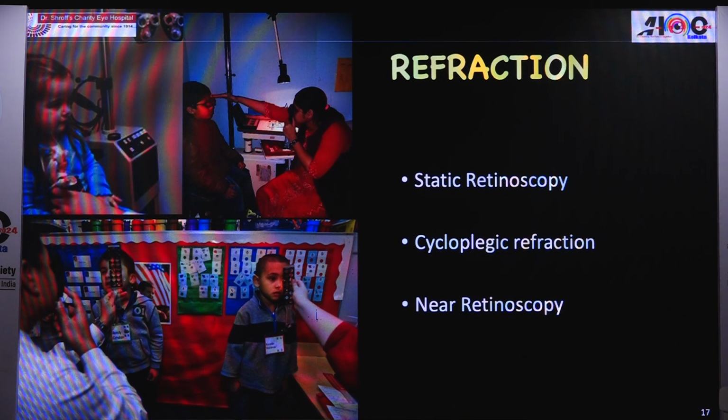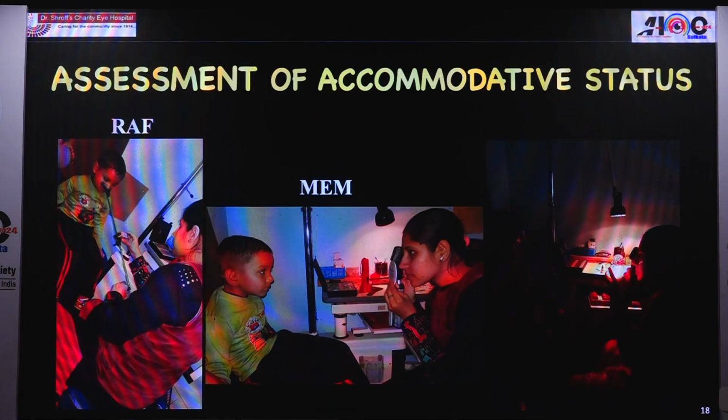A cycloplegic refraction, where homatropine is the cycloplegic agent of choice, and a near retinoscopy is also done because most of them would also have accommodation issues. A RAF ruler can be used in older children, and a dynamic retinoscopy and MEM can be done to know how much is the accommodation lead or lag in these children.